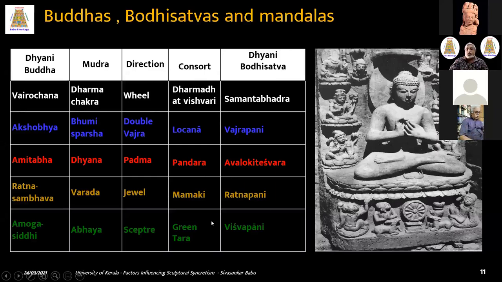And on top of it, you also have mandalas. A mandala is a collection of Dhyani Buddhas and a series of bodhisattvas and consorts around it in a particular sequence. And different mandalas are proposed to be giving different effects. So this is how the Buddha iconography and the sculptures expanded and were made into a fairly complex subject by itself.